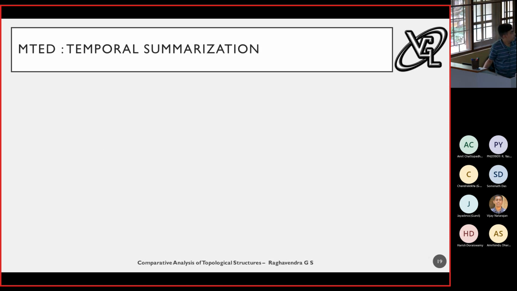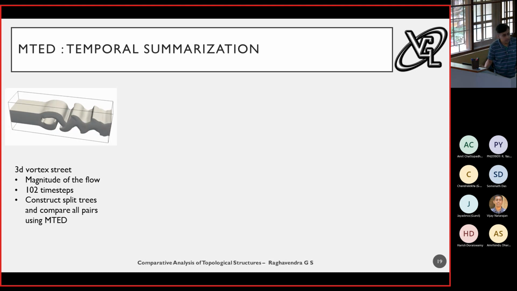So I'll deal with some of the applications which are based on these two comparison measures. First is a global measure. The global measure can be used to do a temporal summarization. Here is a 3D vortex street data set. There is a cylinder here, and a flow starts from left and it moves towards the right, and it encounters this cylinder as an obstruction. Because of that, vortices are formed, and these vortices move in this kind of a zigzag fashion, creating what is known as vortex shedding.